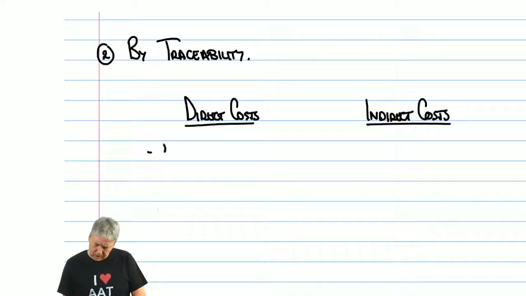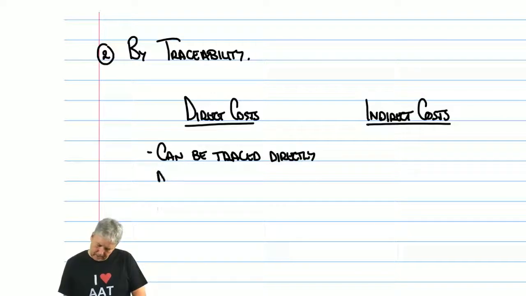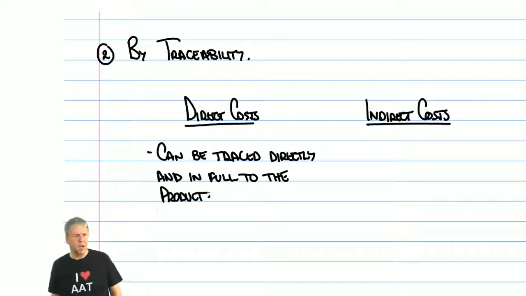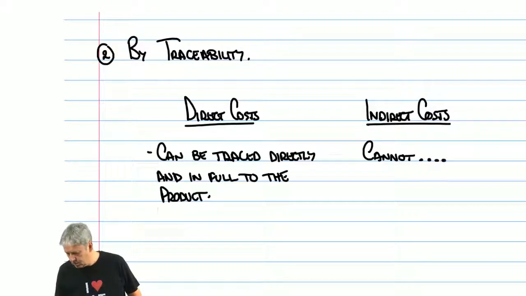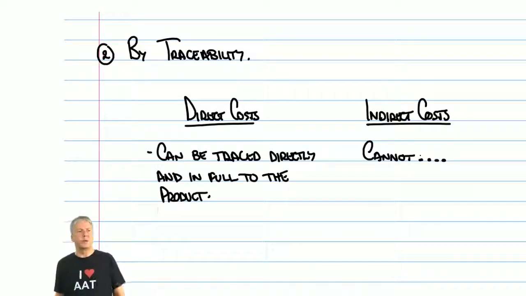Okay, so direct costs are those that can be traced directly and in full to the product. If you want to say to the cost unit, feel free to do so. Knock yourself out. Whereas, in simple terms, indirect costs cannot. Okay, they cannot be traced directly and in full to the product.